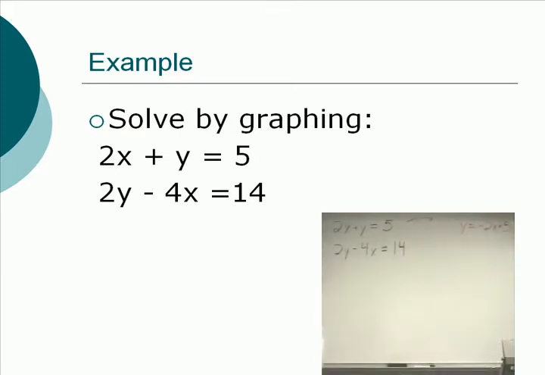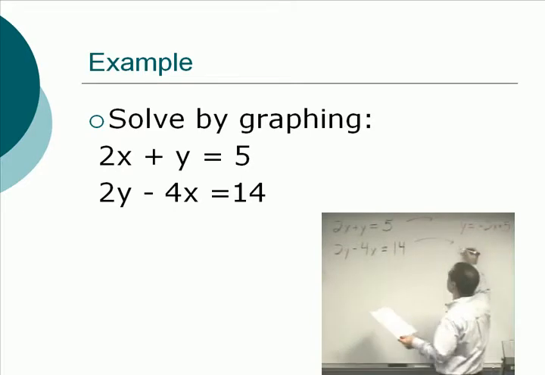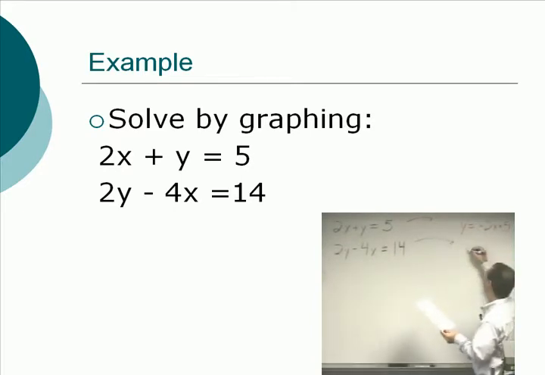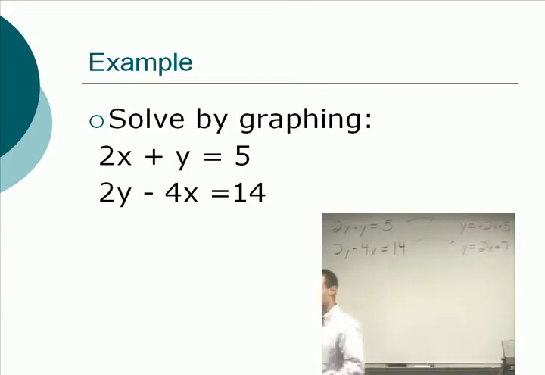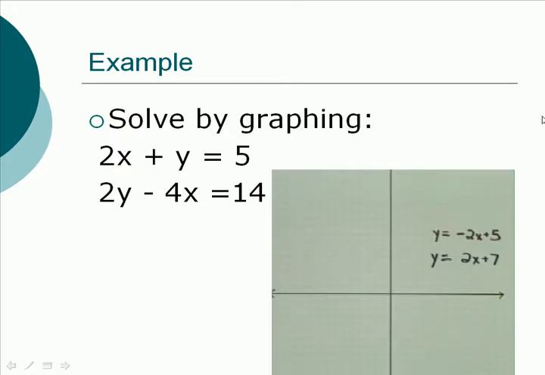Okay? The other one, if you solve it for y, I'm just going to save a little time and tell you what that turns out to be. That's going to become y equals 2x plus 7. That's right. There they are. There's our two equations. Now we're going to graph those.